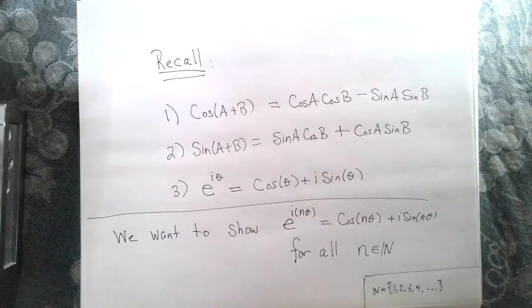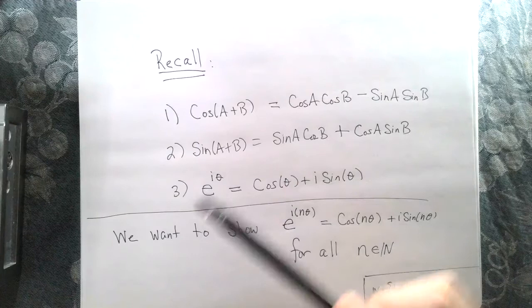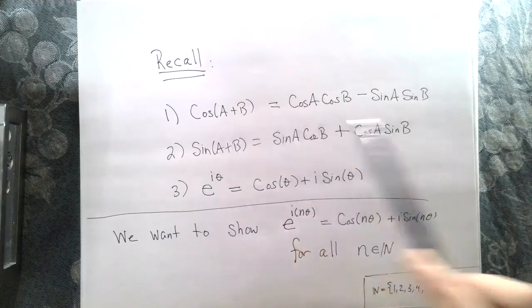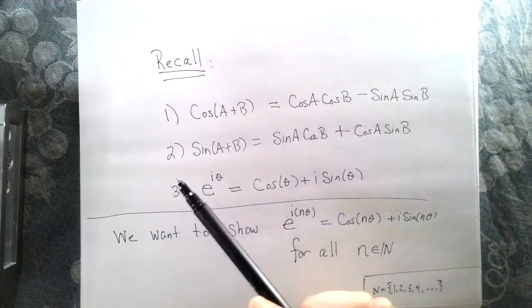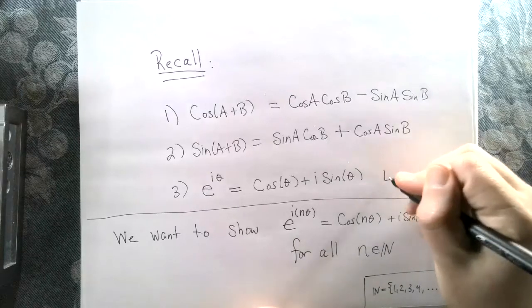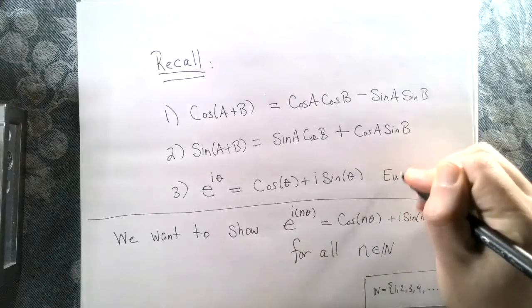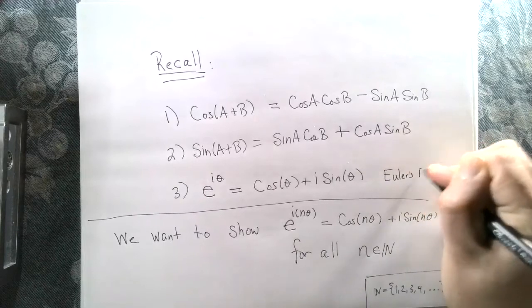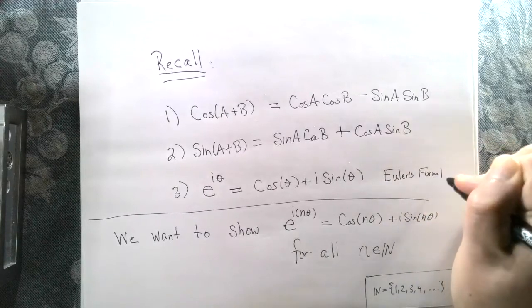And so in order to do this proof by mathematical induction, we're going to need to recall some important facts. So one, we've got the cosine of the sum of angles formula here. You know that from pre-calculus. Two, we've got the sine of the sum of angles formula. We know that from pre-calculus as well. And then three, we have Euler's formula, which we proved in a recent video. Quite a superstar.